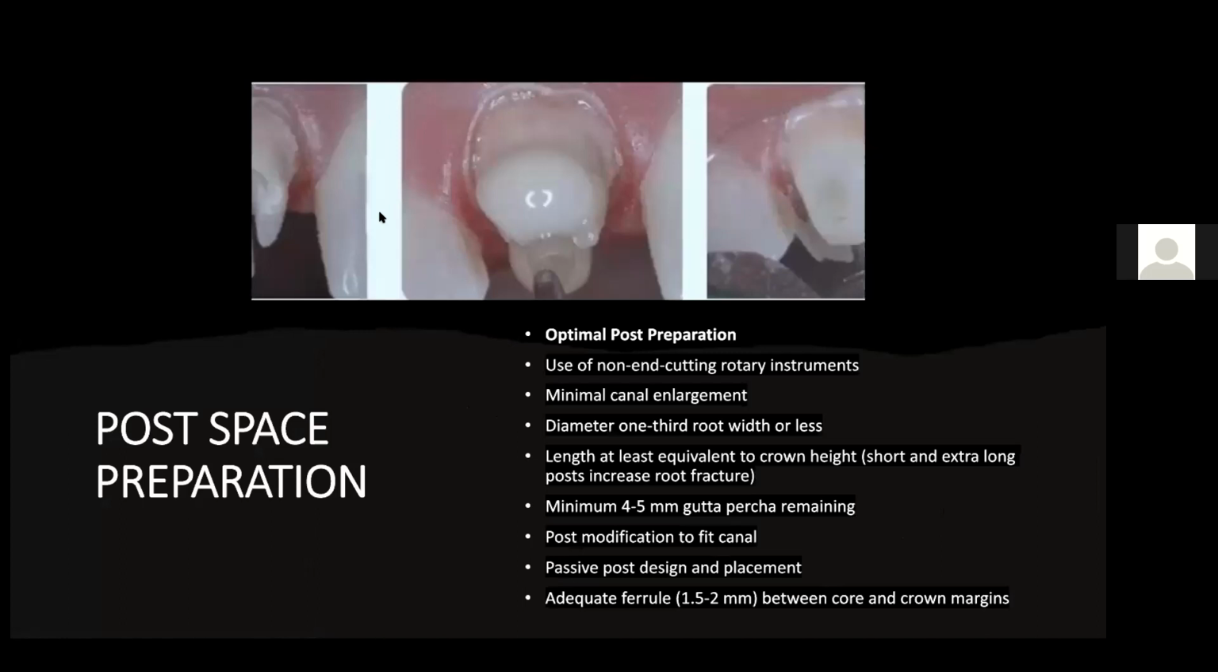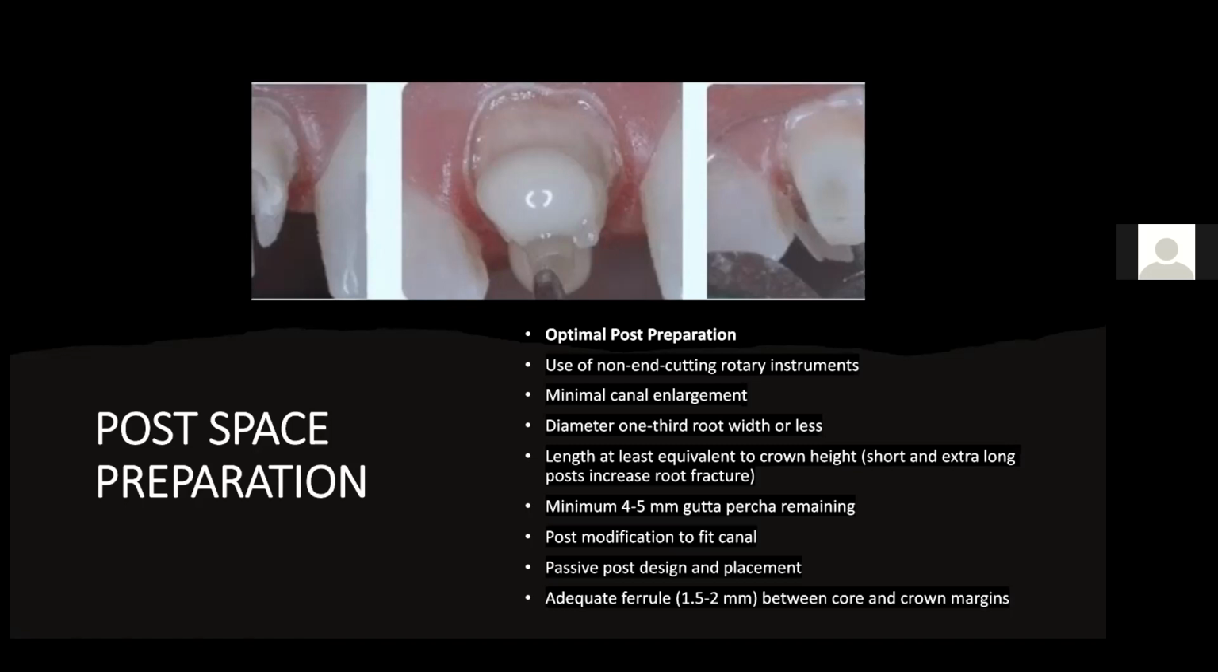Next, we move on to post-space preparation. Optimal post-space preparation is achieved by use of non-end cutting rotary instrument, minimal canal enlargement, diameter 1/3 root width or less, length at least equivalent to crown height. So we shouldn't be using short or extra long posts because they increase root fracture, especially short posts because they lead to greater stress at the coronal aspect of the canal and they're more susceptible to dislodgement and causing root fracture. So normally as a guideline, we use 7 to 8 millimeter post length.